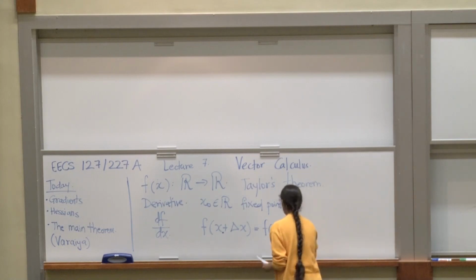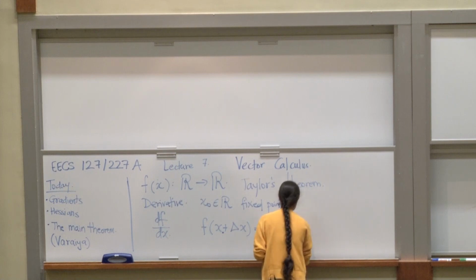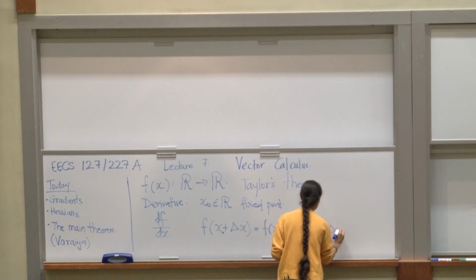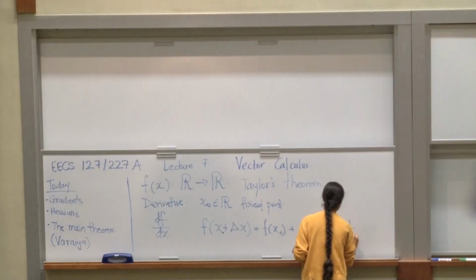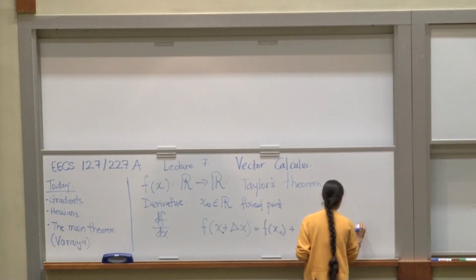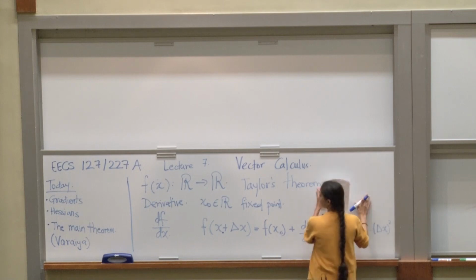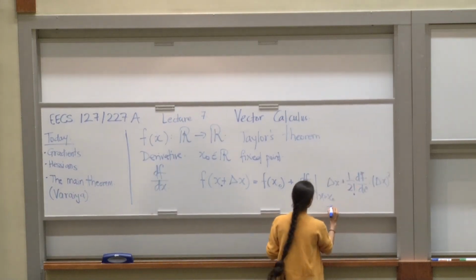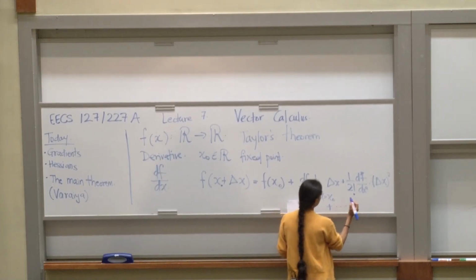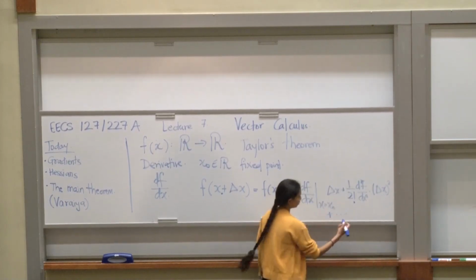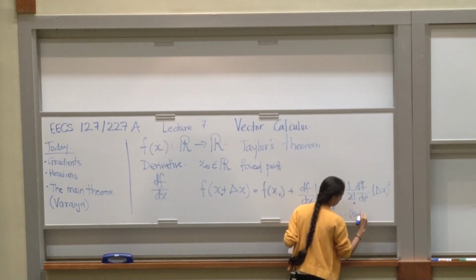So we're going to write it as df by dx at x equal to x naught times delta x, plus 1 over 2 factorial d2f by dx squared times delta x squared, plus, then you get the third derivative, 1 over 3 factorial times delta x cubed. We're going to call these higher order terms.